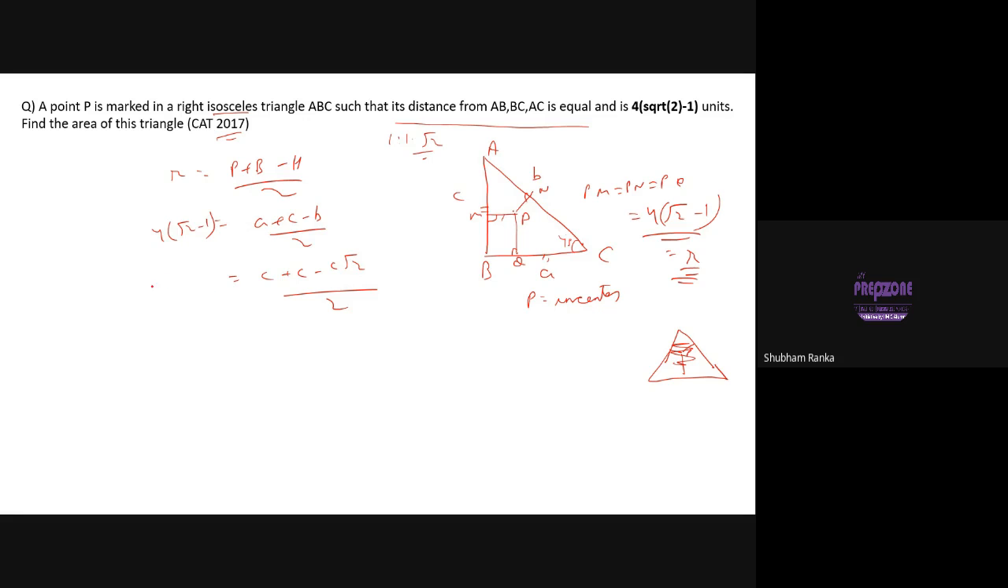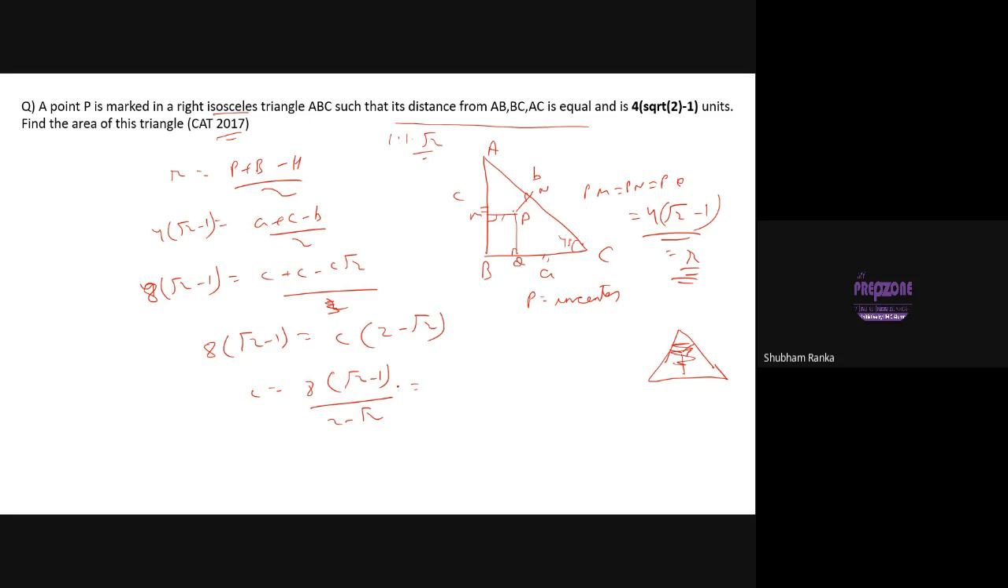So this is the 4 square root 2 minus 1. So if I carry 2 here, it will be 8 square root 2 minus 1. And so this is 8 square root 2 minus 1 equal to, take C common, so this will be 2 minus root 2. So C would be 8 root 2 minus 1 upon 2 minus root 2.